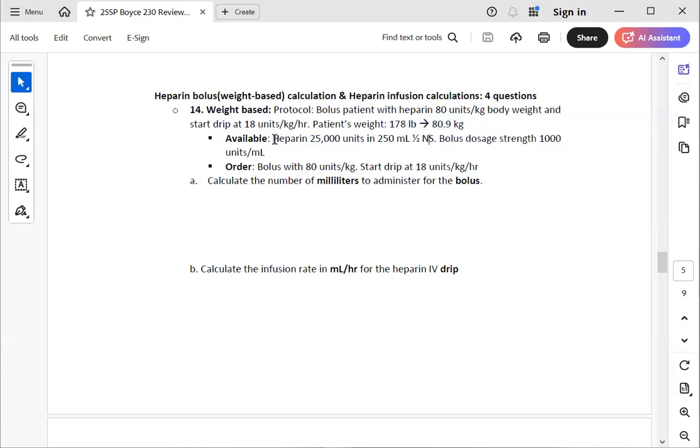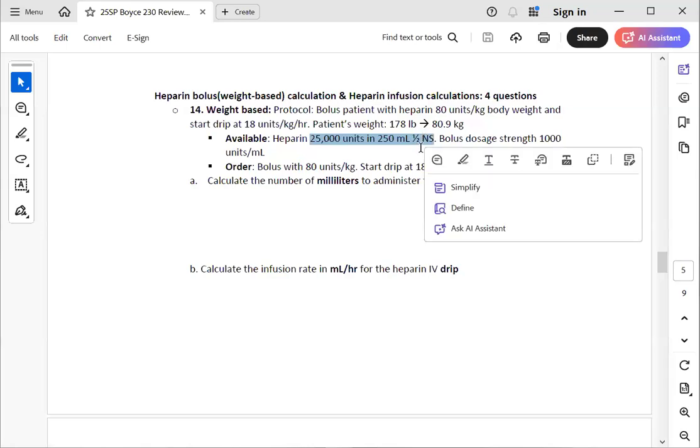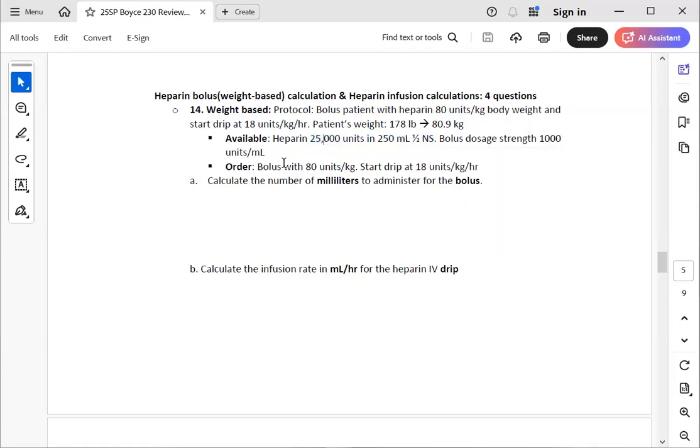It also gives you some availables. It tells you we have 25,000 units, 250 milliliters, half normal saline available, and then you have a bolus dose of 1,000 units per milliliter. The order repeats what it says up here for the weight-based protocol, 80 units per kilogram, start a drip, and then it asks you 2 questions.